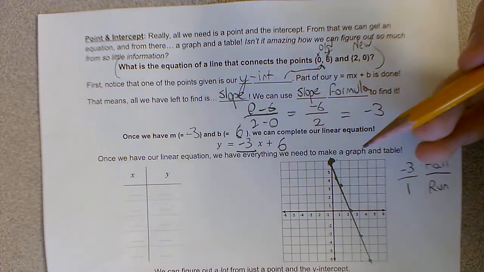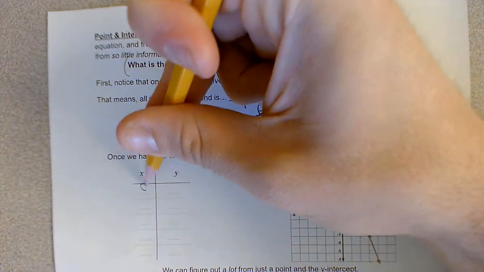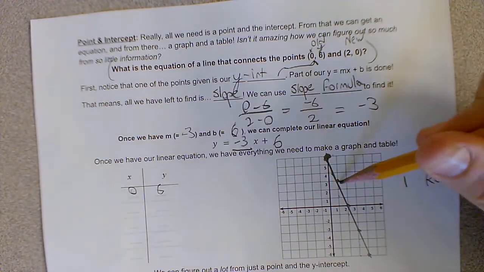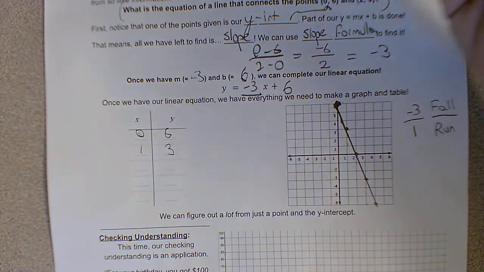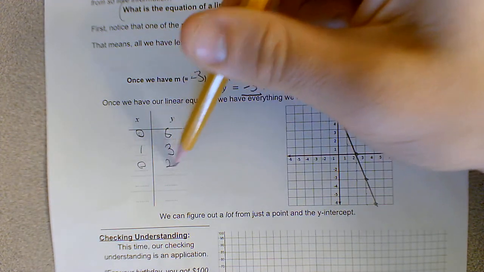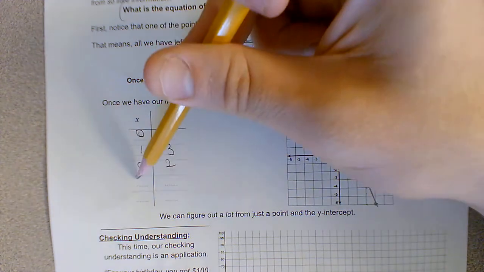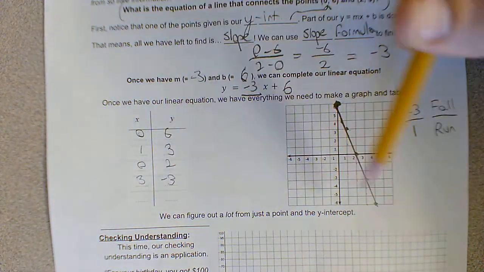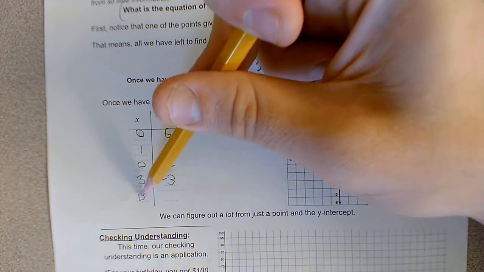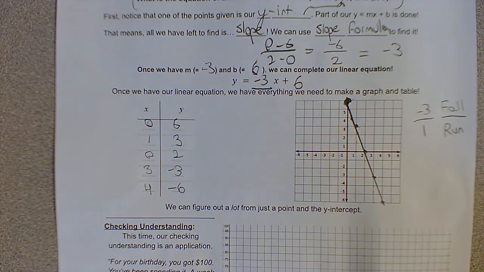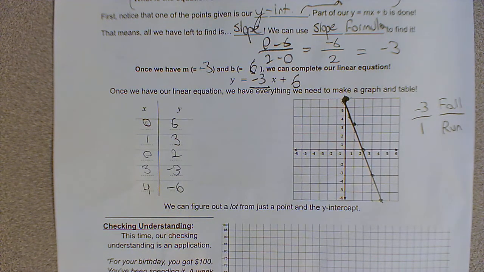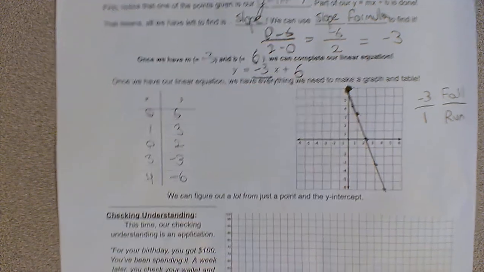And I'm going to use these points to fill out the table. My first point is (0, 6). My second point is (1, 3). My third point is (2, 0). My fourth point is (3, -3). And my fifth point is (4, -6). And that's everything. We got all that information from just a point and the y-intercept, which is going to take us to our checking understanding.